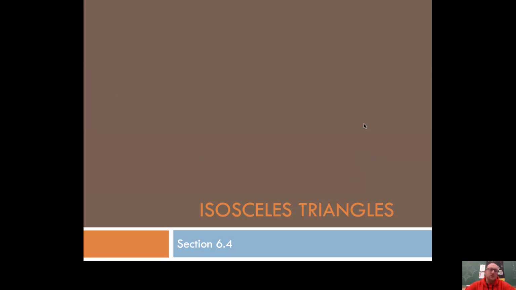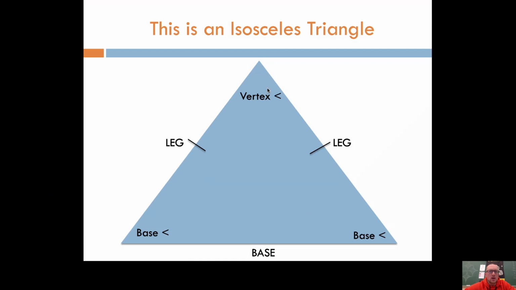This is section 6.4. It's on isosceles triangles. This is what an isosceles triangle looks like. Two of the sides are congruent, and we're going to call those sides the legs. The one side that is not congruent to the two legs, we're going to call that the base.